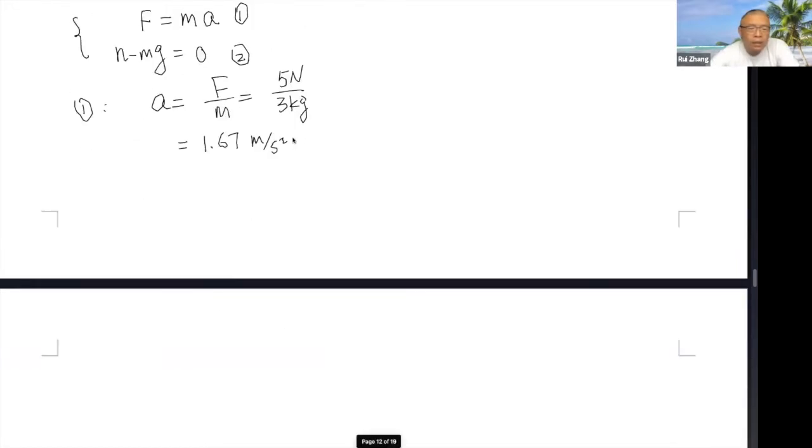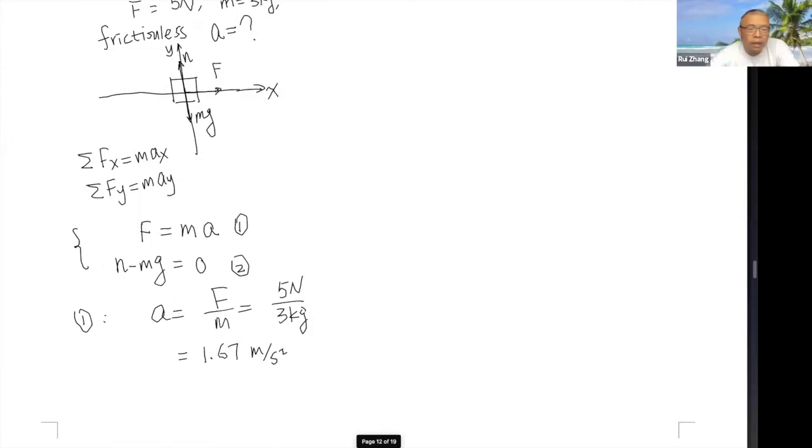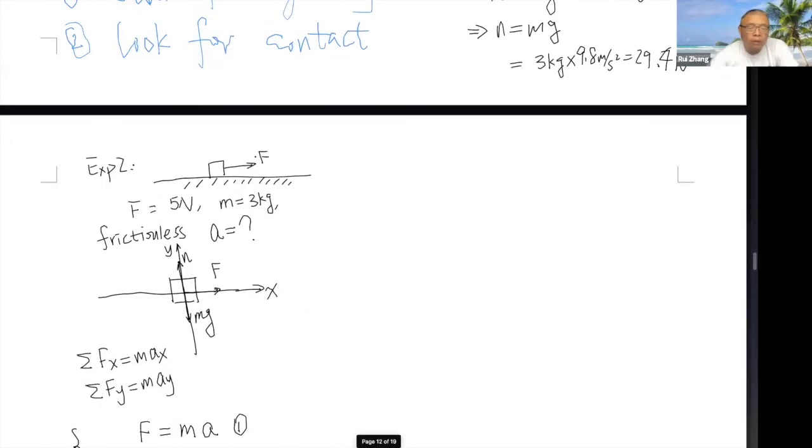Okay, so that's how we solve this one. Again, the idea is very similar. We got one more force, but that just gives us one more equation, nothing more. So let's make it a little bit more complicated. Example 3.